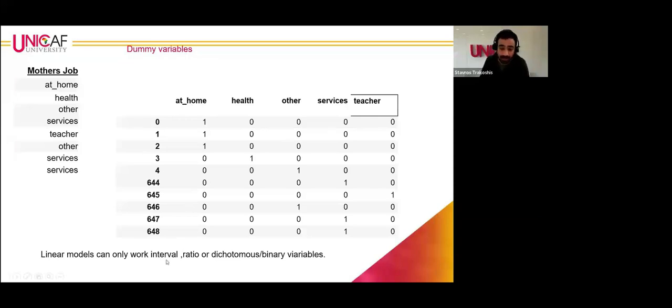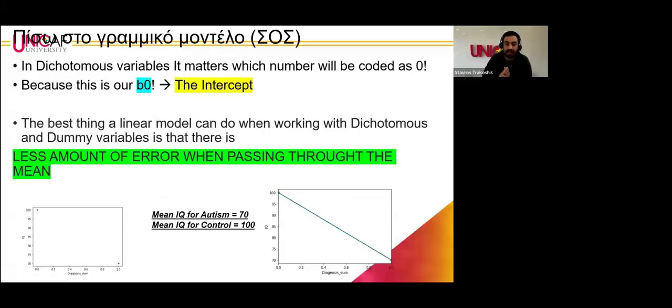And because linear models can only work with interval, ratio, or dichotomous variables, if I have more than one group in my grouping variables, I use dummy variables, and so I have many binary variables inside the linear model. In dichotomous variables, it matters which number will be coded as 0, because 0 is our B1, it's our first observation. The best thing a linear model can do when working with dichotomous variables is to go through the mean.